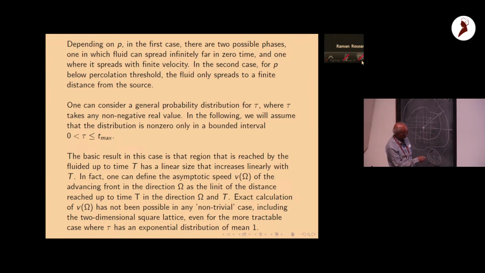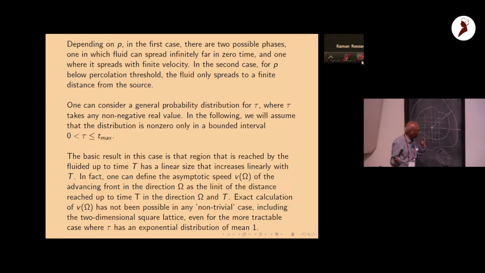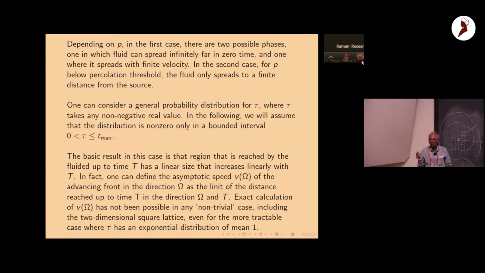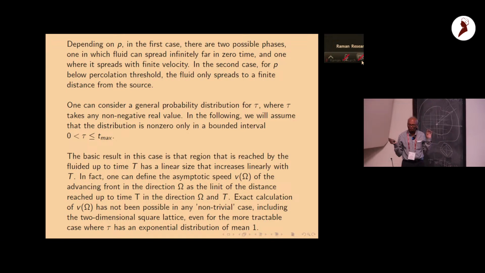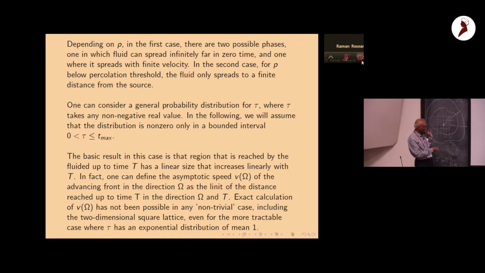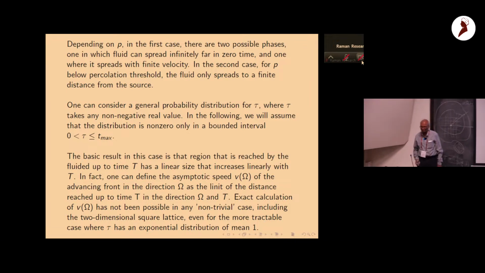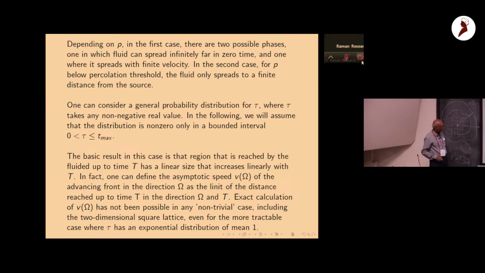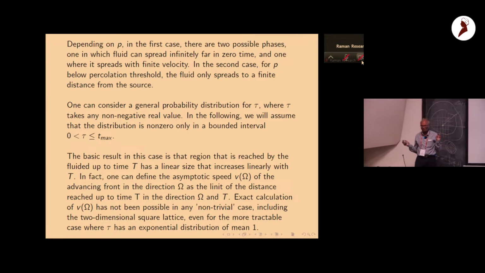It says that the exact calculation of V has not been possible for any non-trivial case. See, these problems are easy to define, I have just defined them for you. But if you want to actually calculate, it has not been possible to do this for any f, any non-trivial distribution. And the most studied or the simplest case is the one where the distribution is an exponential distribution.